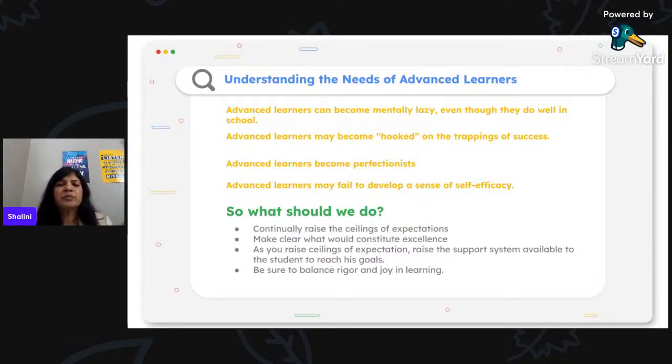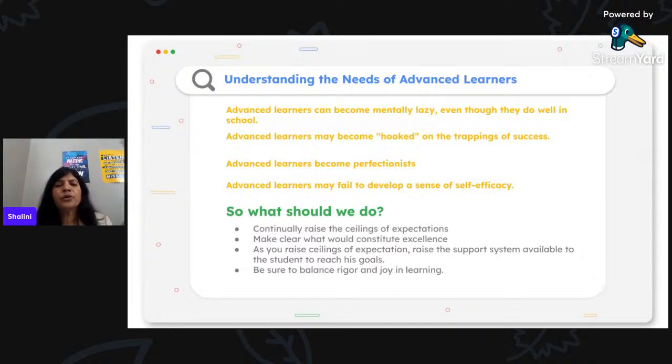We should always keep raising the ceiling of expectations. We should make clear what is excellence for them. Excellence for the advanced learners could be a little different than for the other learners in the classroom. And as you raise your expectations, you should also see if they need any kind of support.